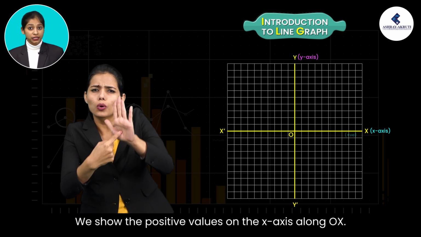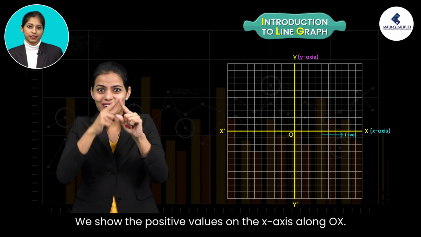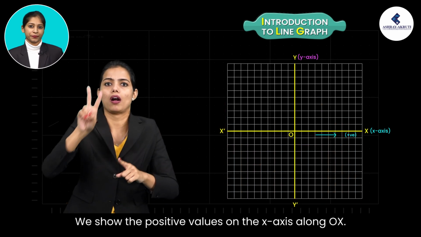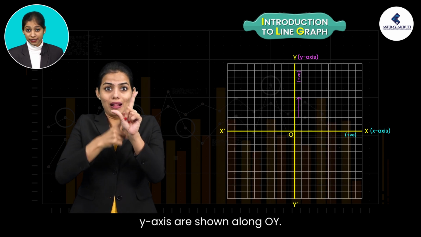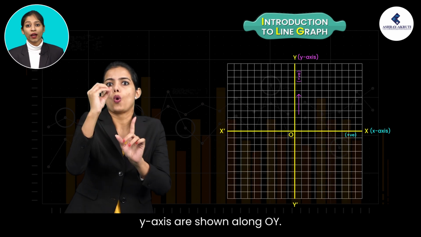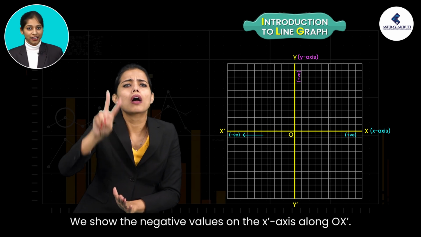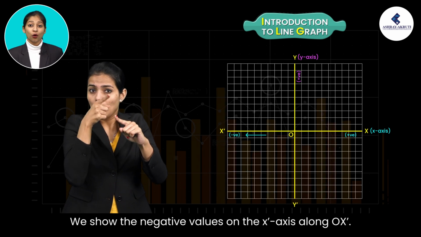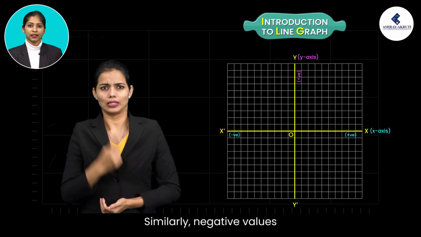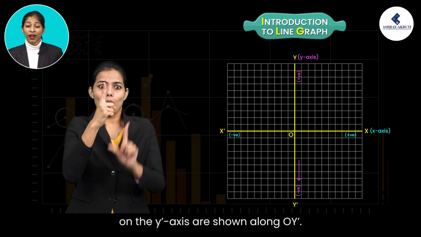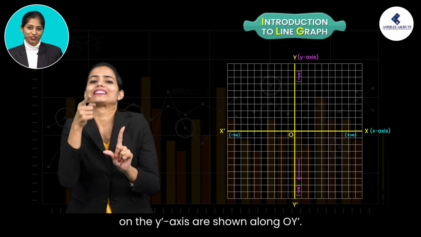We show the positive values on the x-axis along OX. Similarly, positive values on the y-axis are shown along OY. We show the negative values on the x' axis along OX'. Similarly, negative values on the y' axis are shown along OY'.